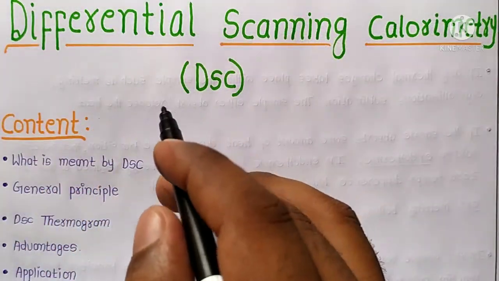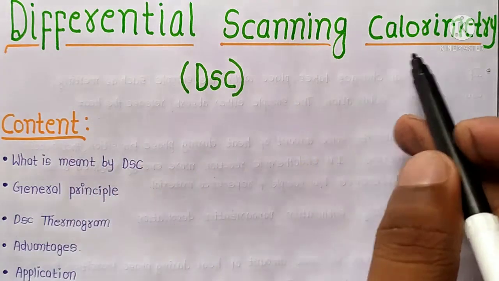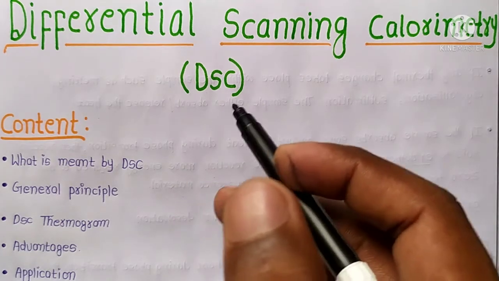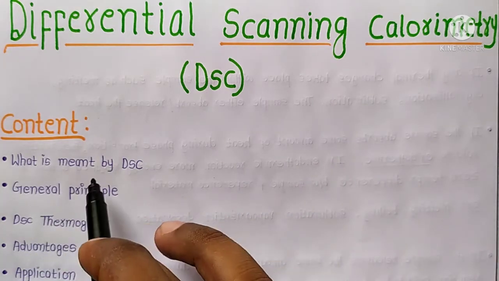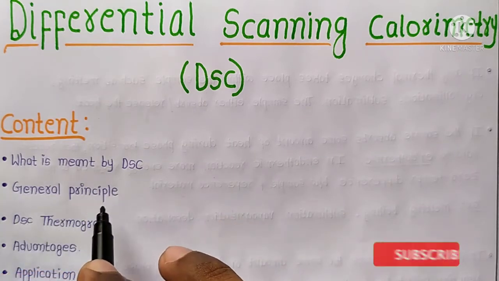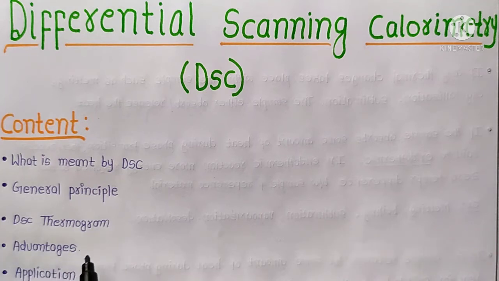So today in this video session we are going to discuss another method of thermal analysis, that is differential scanning calorimetry. In short it is called DSC. This is a method of analyzing solid materials. Today we are going to discuss what is meant by differential scanning calorimetry, the general principle behind this DSC thermogram, advantages of differential scanning calorimetry over the other methods of thermal analysis, and lastly the applications of differential scanning calorimetry.